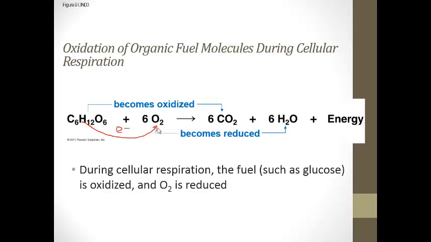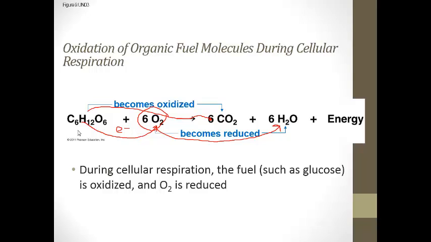The oxygen is going to get reduced and it's going to become water. Again, you can see that when oxygen gains the electrons, it's going to gain the protons along with it. Glucose is going to get oxidized into carbon dioxide. You can see again, oxygen is the oxidizing agent. It's causing glucose to get oxidized. It itself is going to get reduced.